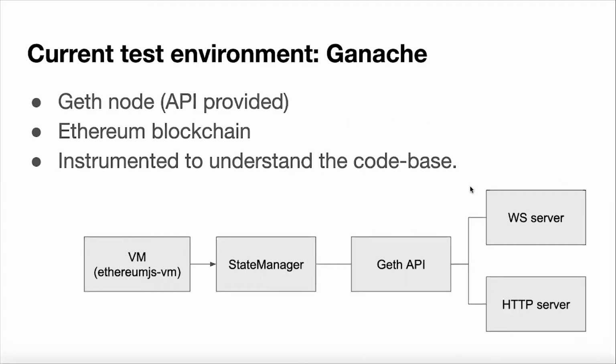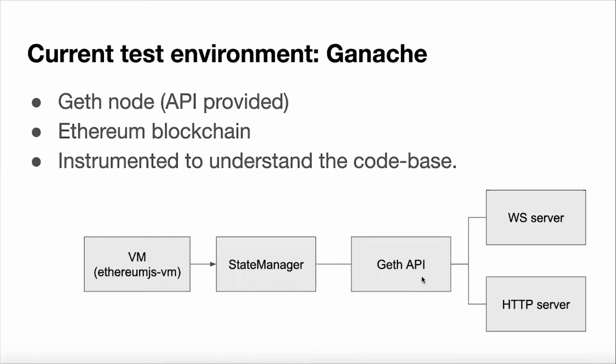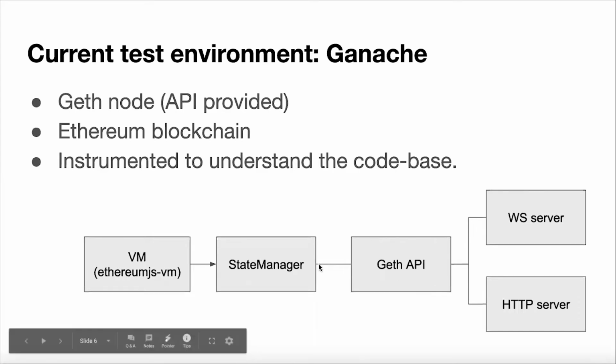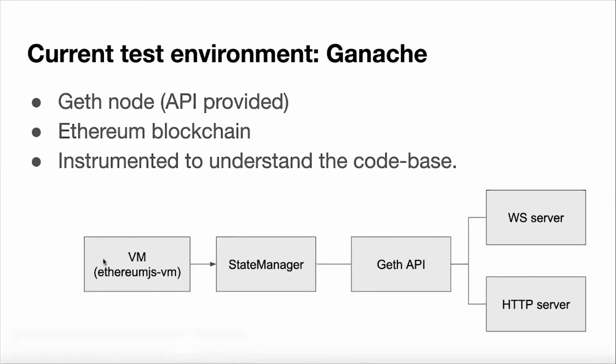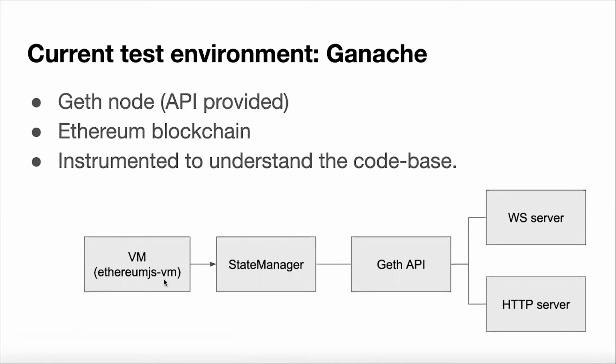Basically, it looks like this: there are two servers, a WS server and an HTTP server, and these all go to the Geth API. There's one file dedicated to that. Then there's a state manager. It uses a VM, which is an instance of the Ethereum JS-VM. So this is how it looks, and that is useful for me.